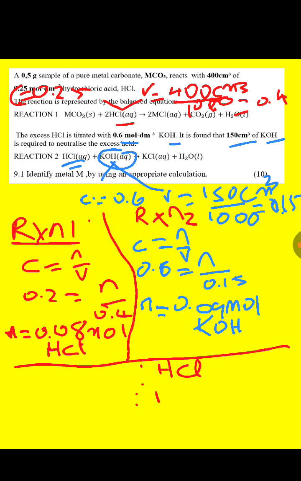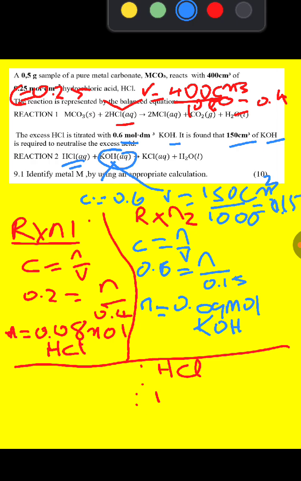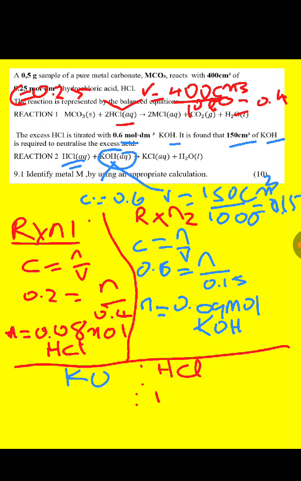So now the ratio is, this is the ratio. The ratio of KOH to HCl is 1:1. Is shown here. So the ratio here is 1 here, and this is 1 there. Coefficient is 1, coefficient is 1 there.